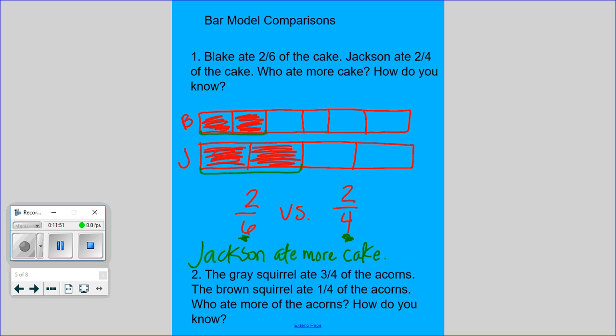Just to review our symbols. Which way is my big mouth going to go? Remember my big mouth for my less than or greater than symbol. The open part goes toward the bigger number. So my bigger number is what number, Piper? 2/4. So this becomes this. And the way I read this is I would say 2/6 is less than 2/4. Does that make sense?